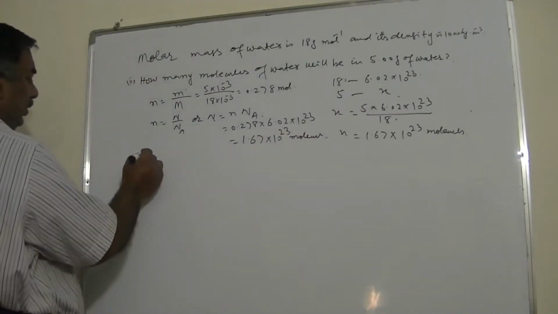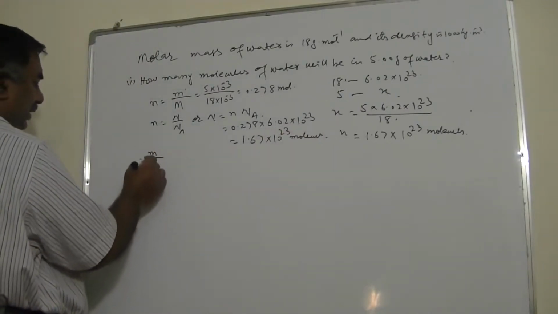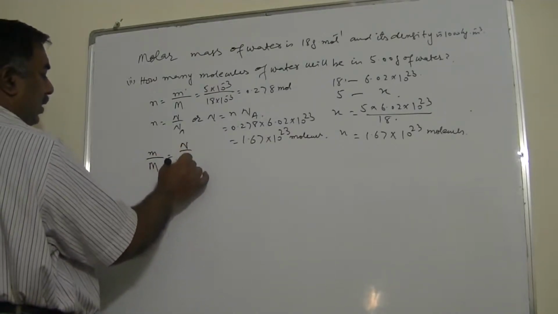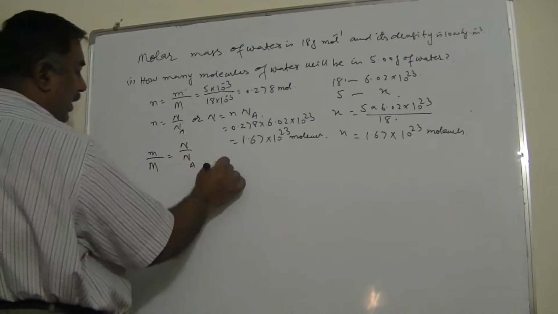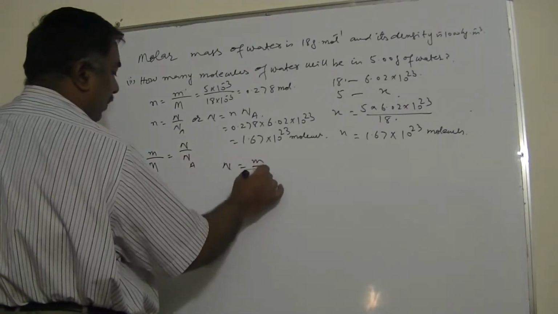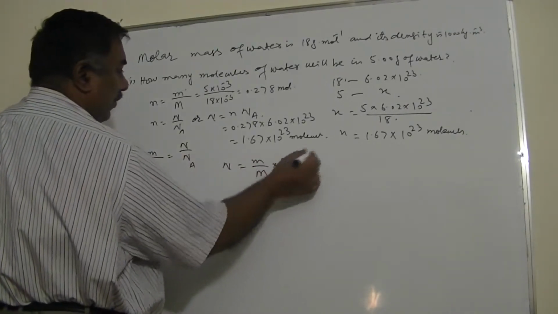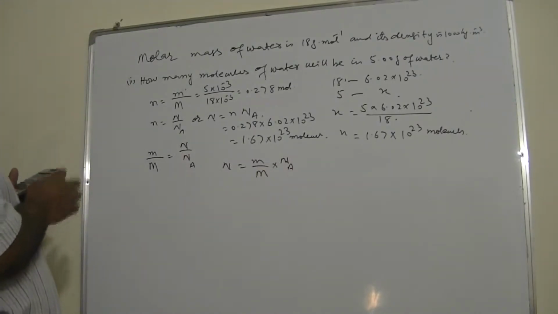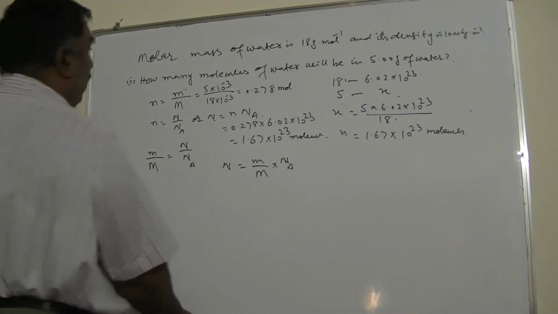Of course, you can use this equation directly. I told you in the lectures, m upon M is equal to n upon Na. So you need this n. So n will be equal to m upon M into Na. Put the values and find the same answer. This is another method, so in that way we can find the number of molecules in the given mass.